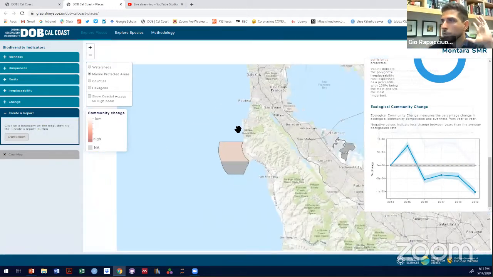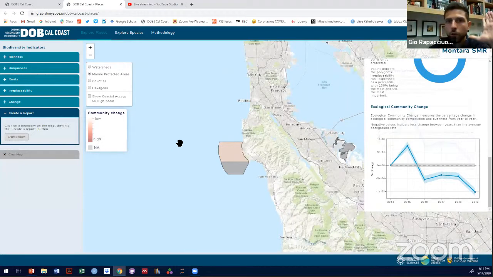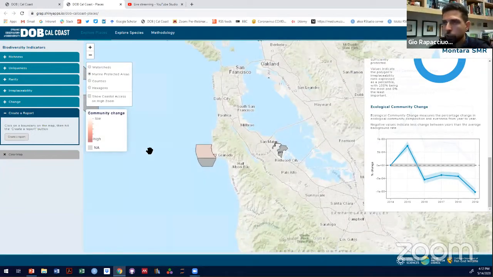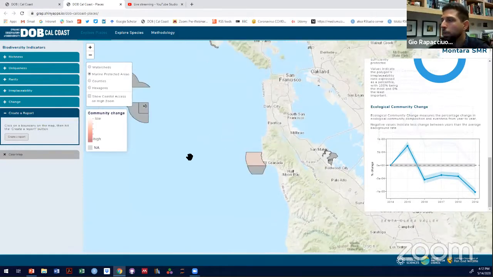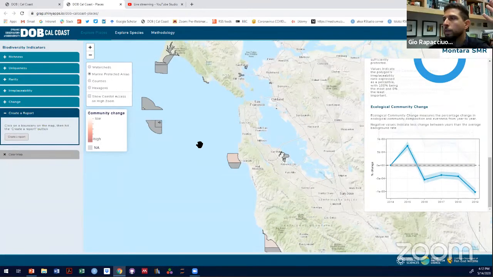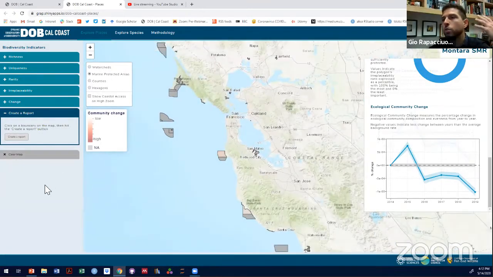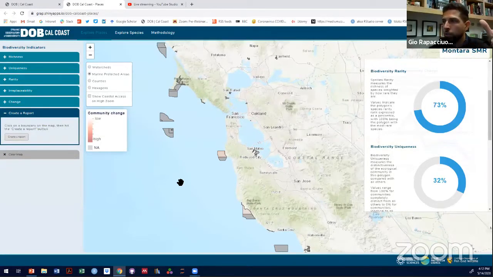So hopefully this gave you an overview of the place tool. I'm happy to answer some questions in the Q&A, or feel free to email me and contact me if anything comes up. We're hoping, as I'll talk about in the next steps, to add a little bit more complexity here, and certainly the opportunity to download any of these outputs and increase the content of the methodology here, so you can understand even more about what's going on in the background.